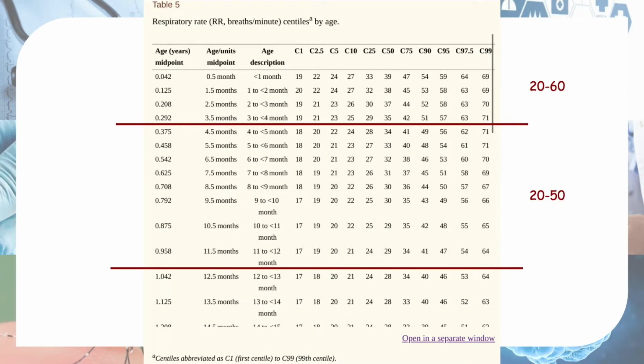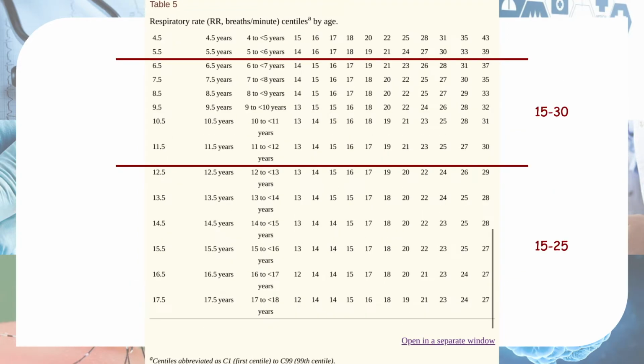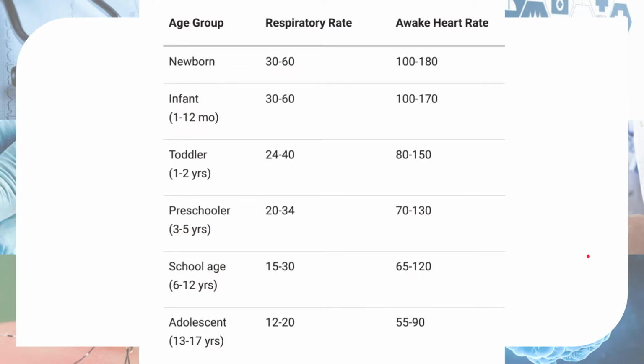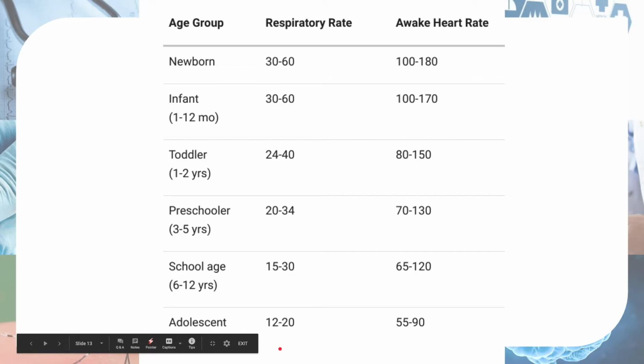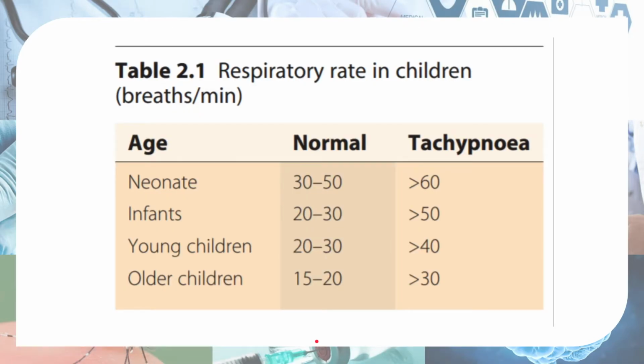So is it nice to remember? 20 to 60, 20 to 50, 20 to 40, 20 to 35, 15 to 30, 15 to 25. If you like remembering numbers, maybe you can remember this, but I'll come up with nicer numbers at the end. So this is from the University of Iowa. Respiratory rate in newborn, they put as 30 to 60, infants 30 to 60, toddler 24 to 40, not very nice numbers here, preschooler 20 to 34, also not very nice numbers, 15 to 30 for school age, and 12 to 20 for adolescent.